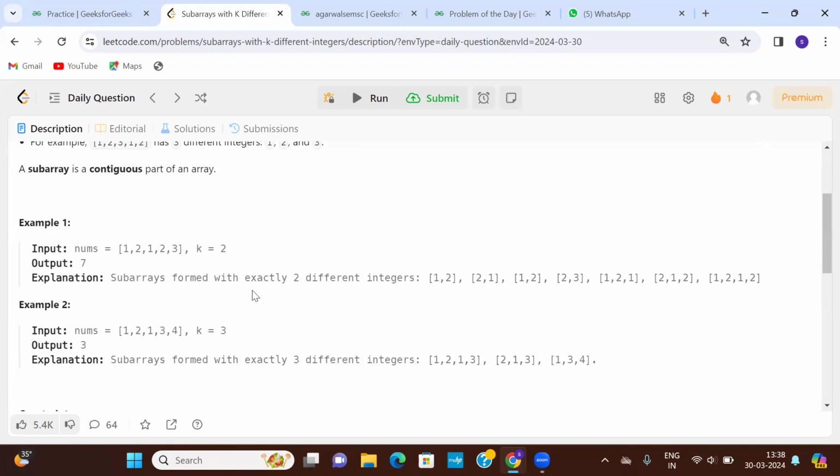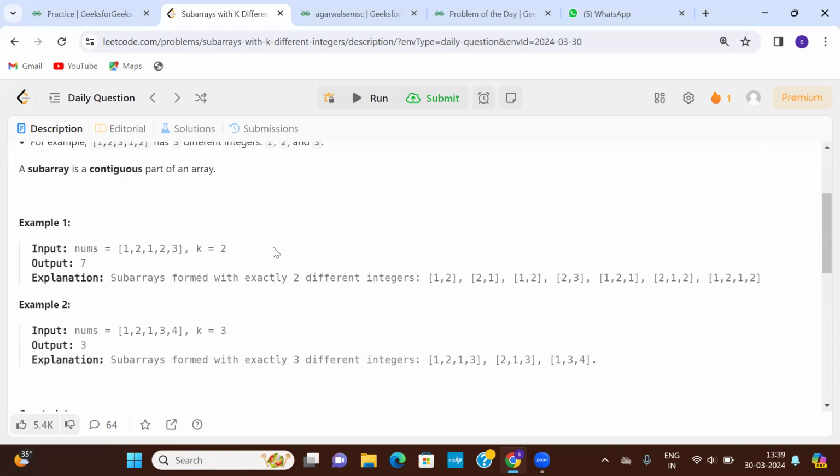Two things I'm saying to you. In this, k is given to us as 2. If I find all the subarrays in which the number of distinct integers is less than or equal to 2, and in the second step, I find the number of subarrays in which the number of distinct integers is less than 2.